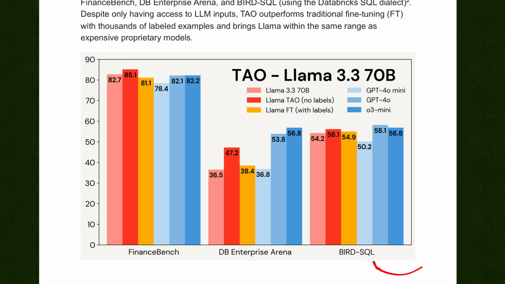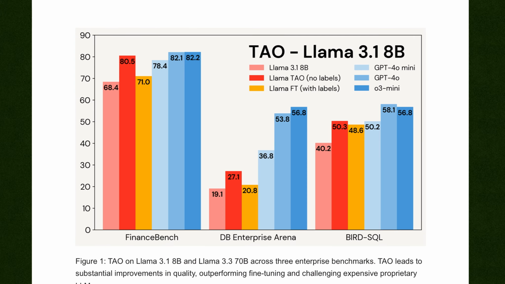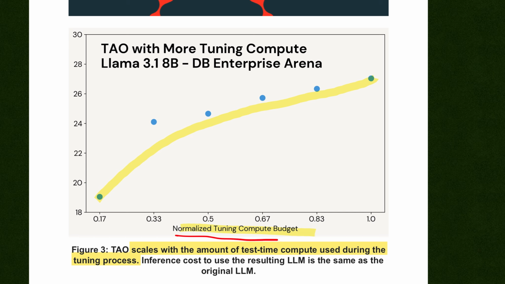On these benchmarks, you can see that the bright red one is the TAO model. Compared to fine-tuning Llama, it achieves much better results, and at the same time it's very competitive with the big models like GPT-4o. You can see the same kind of result with Llama 3.1 8B, and you can see that increasing this tuning compute budget, which in this case is a normalized value, leads to a kind of scaling as you allow more budget for this tuning phase.